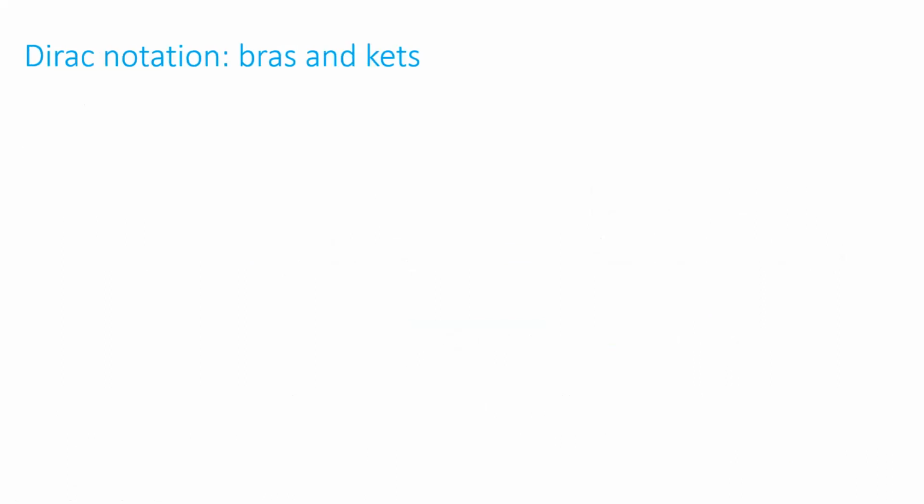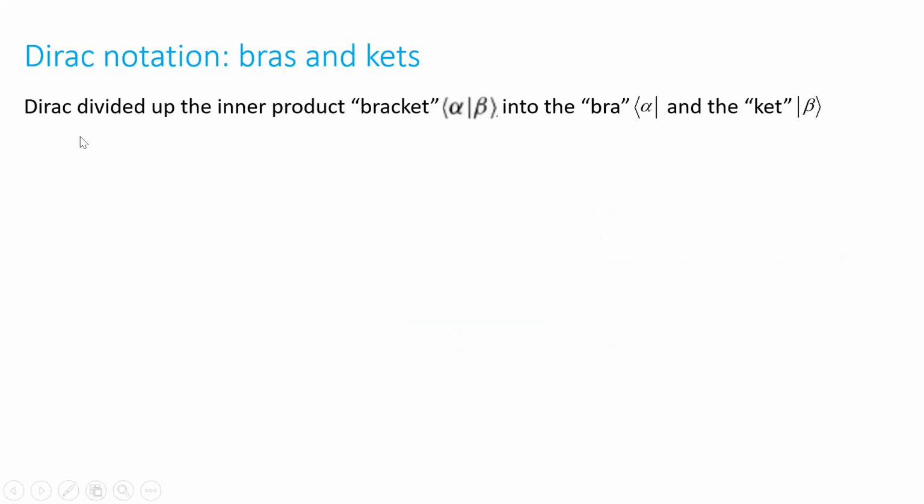Okay, let's talk more directly about Dirac notation and bras and kets. Dirac had this nice idea to divide up the inner product, or bracket, alpha beta, into the bra, the first part, and the ket beta. Our author makes the joke that we don't know quite what happened to the C. We've got the bra and the ket, but the C seems to have disappeared. Anyway, it's very convenient to have a name for these left-acting vectors on the left. They're called bras.